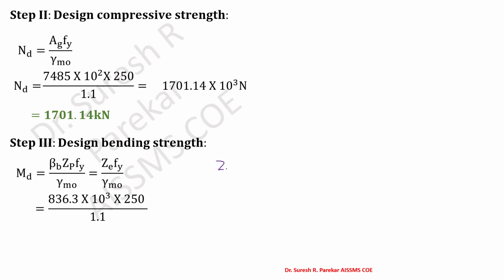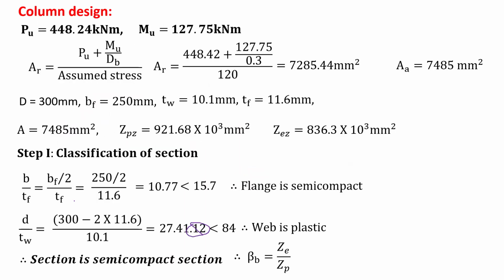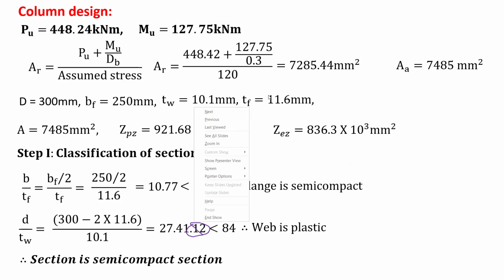Similarly, here we have beta B, that is ZE upon ZP. And therefore, what happens? This ZP gets cancelled. ZE upon ZP into ZP, and then this ZP gets cancelled. So cancelling ZP, my formula becomes ZE Fy upon gamma MO. So keep in mind, for semi-compact, we have ZE Fy upon gamma MO. And already, if we go to the section, I mentioned this is ZEZ, and that ZEZ value is 836.3 and ZPZ is 921.